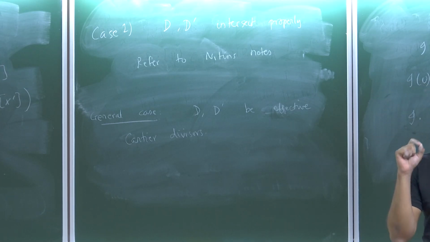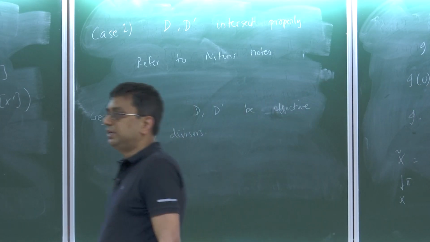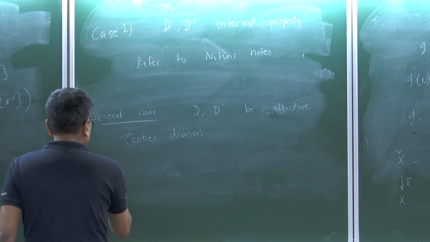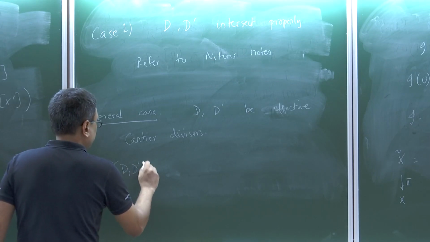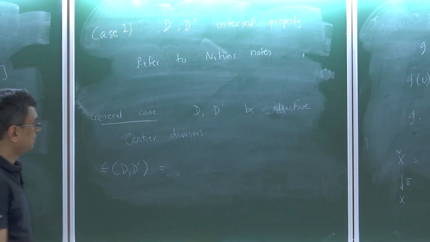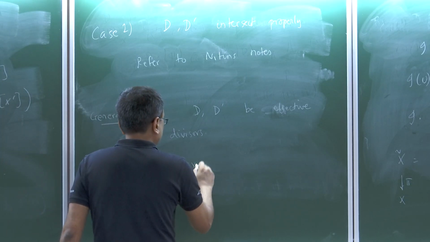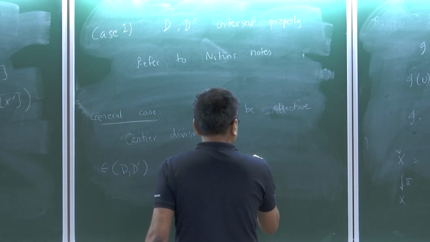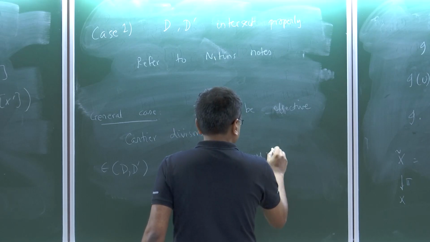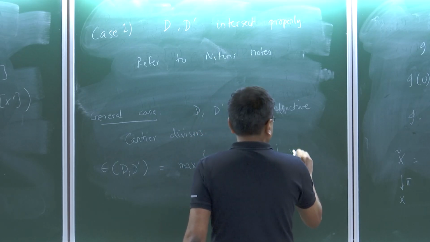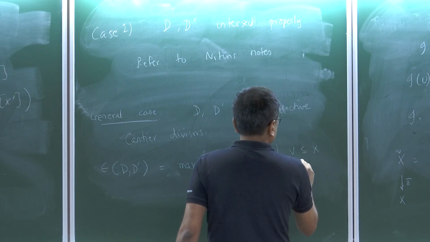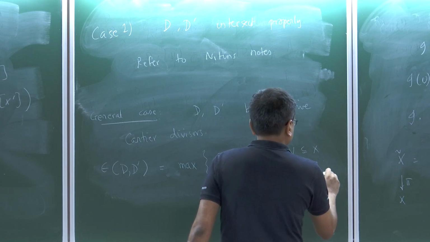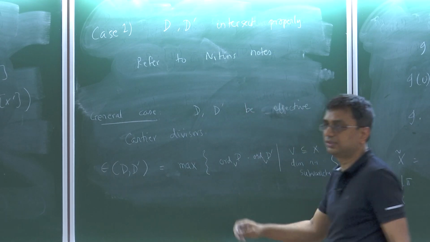Now I want some integer which will tell me how far they are from intersecting properly. Let me define this epsilon of D comma D prime. This is the maximum of order of D at V multiplied by order of D prime at V, where V in X is a dimension n minus 1 subvariety. Okay, let us understand what this is.